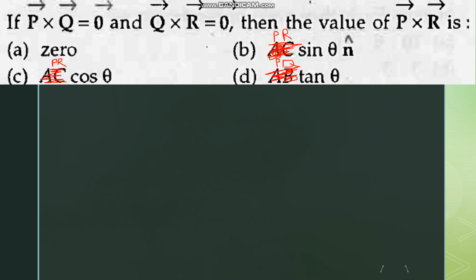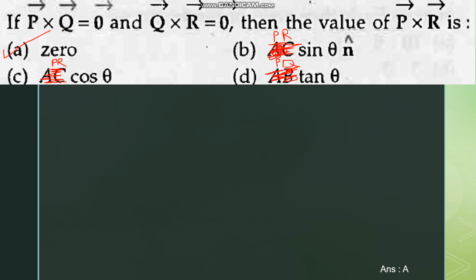The answer is option A, as I thought. It's 0, but option B can be an answer as well. For P cross R, we know the formula to be PR sin theta n cap, but here the value is 0. So if this question is single correct, we must stick to option A as it is 0. Option B can be an answer if it is a multiple correct question. If it is single correct, we just go with option A.